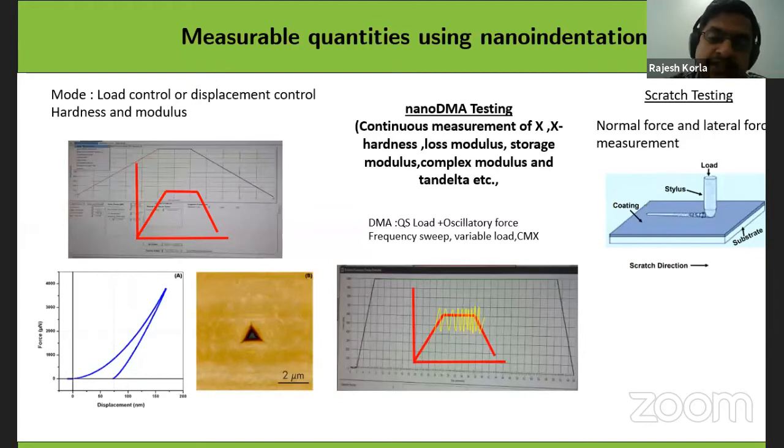So from this you can actually calculate the tan delta. This is called loss modulus, which is a very important factor that we can calculate using this oscillating force using DMA, the dynamic mechanical analyzer. Also, we can scratch the sample by using the indenter, and we get the wear properties of the thin film and all those things.